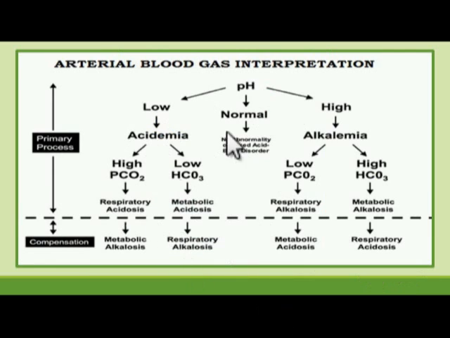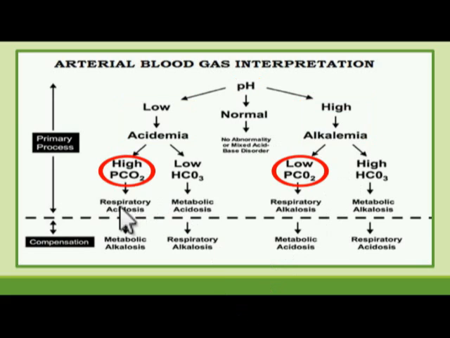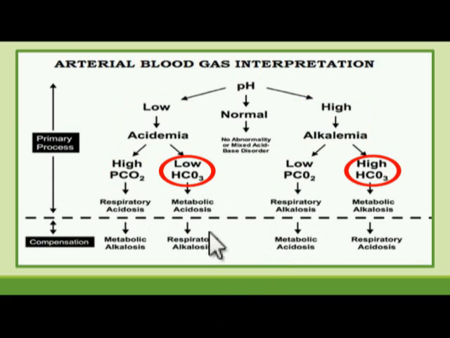Here is the ABG interpretation flowchart. It seems very complicated, but you are already 50% complete, because you already got the pH part. If pH is low, acidosis. If pH is high, alkalosis. After you consider pH, depending on either PaCO2 or HCO3, you can determine acid and base disorders.